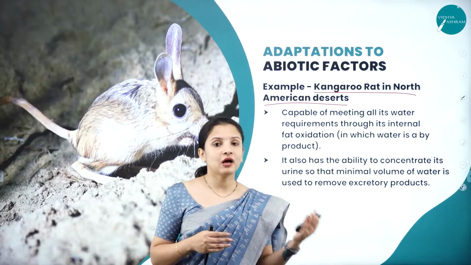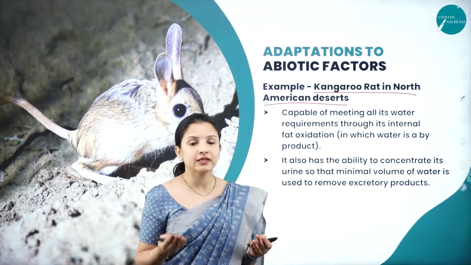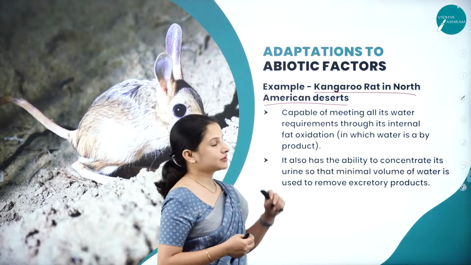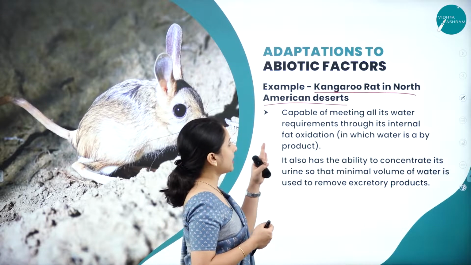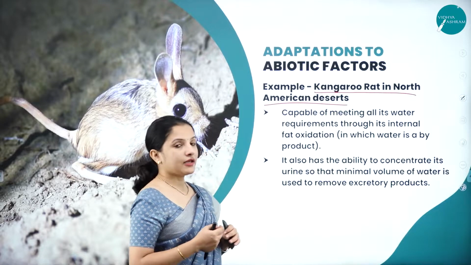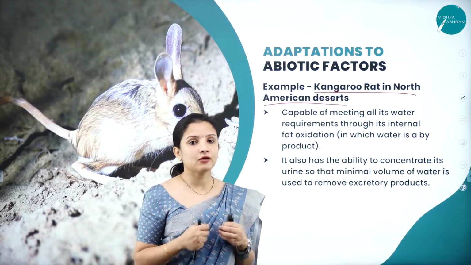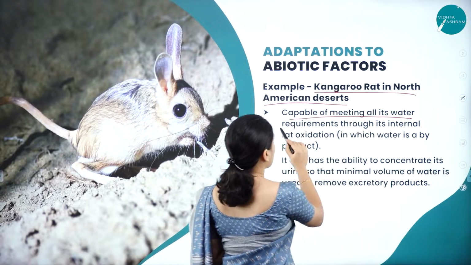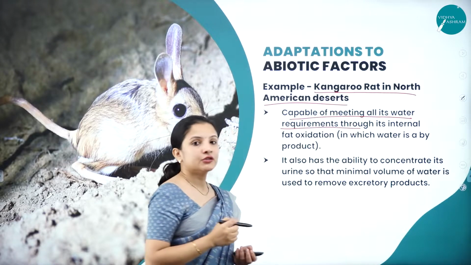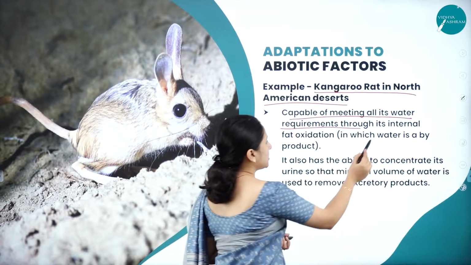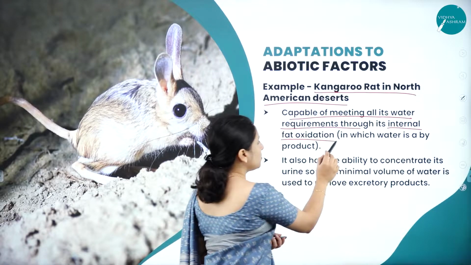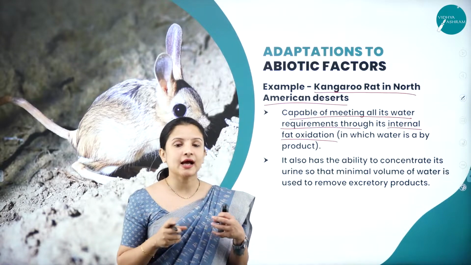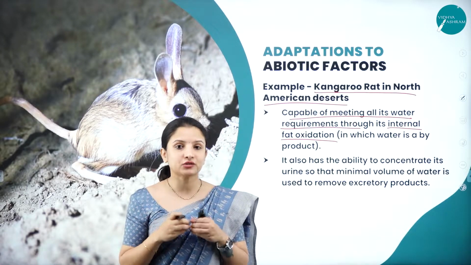So apart from that, how do they survive? How do they fulfill their needs for water? The best example is the kangaroo rat. Kangaroo rats in the North American desert are capable of meeting all their water requirements through internal fat oxidation. These desert animals have a large amount of fat stored in them.